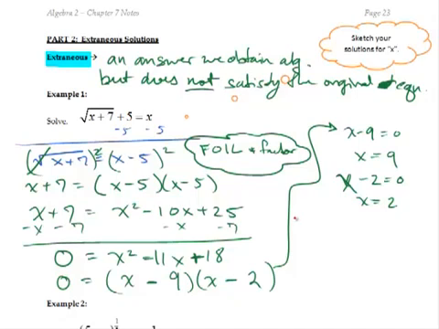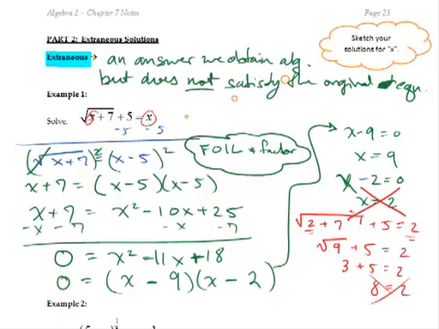When we come back to check and we say the square root of 2 plus 7 plus 5 equals 2, because there's x's in both places here, so 2's, does this work? So square root of 9 plus 5, does that equal 2? 3 plus 5 equals 2. No, 8 does not equal 2. So this answer is extraneous. It's not a good solution. We can't use it. We want to check 9. Let's see if 9 actually works.